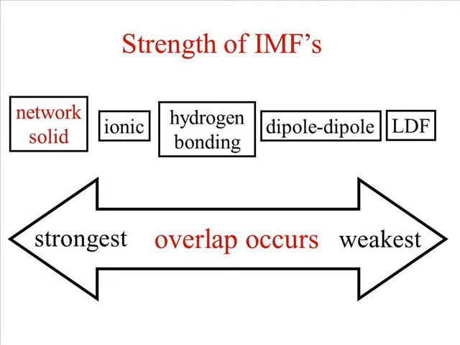So now your strength of intermolecular forces, your network covalent solids are way out there. There's hardly any overlap there. You're not going to get any overlap. You're not going to get hydrogen bonding being stronger than ionic. So network solids and ionic are pretty high to the left. Other things can overlap.